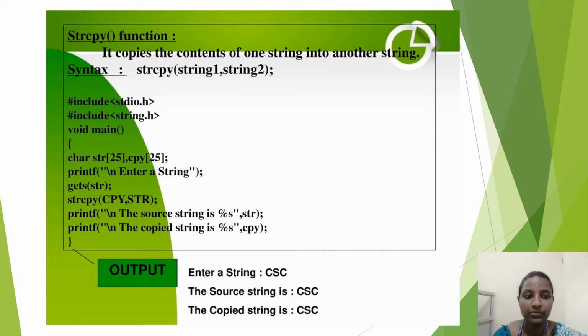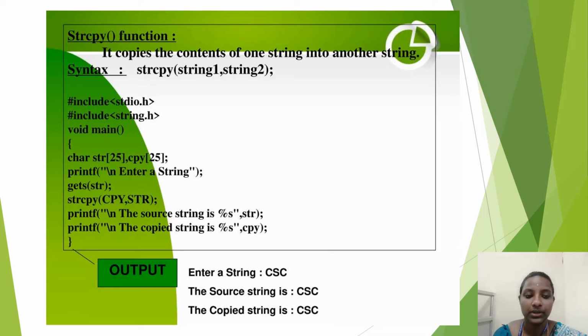So this is a program for the string copy function. It has to include stdio.h. This is used to give input and output statements. Here we are using printf and scanf statements. Next is #include <string.h>. So this header file is used to give the string handling functions. All the string handling functions are given in this string.h header file.